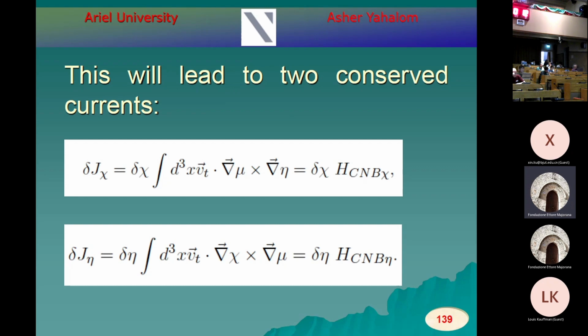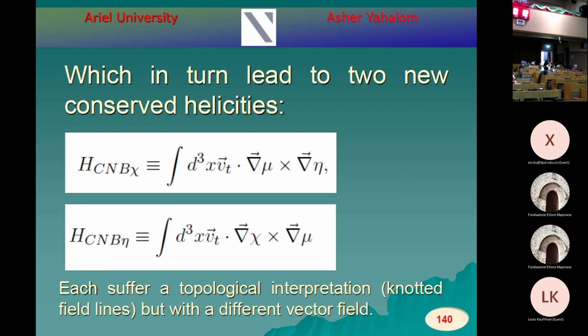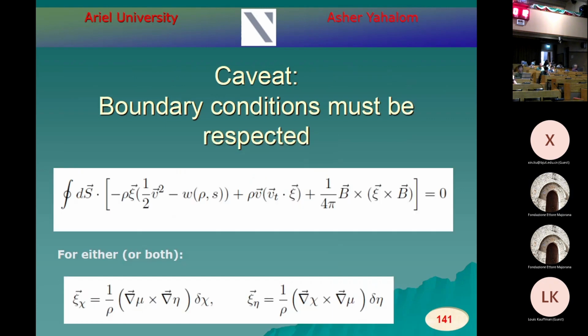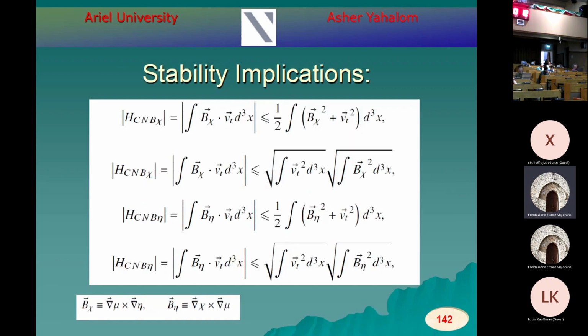And now we get a new type of Noether currents, a non-barotropic cross-helicity of the chi type, and a non-barotropic cross-helicity of the eta type. Of course, each suffers a topological interpretation as the cross-helicity does, but it's not a magnetic field now, it's something else, right? And of course, you have to take into account the boundary. And those are the symmetry transformations.